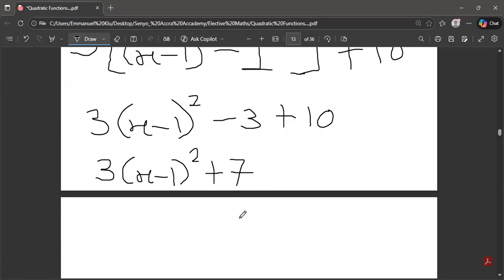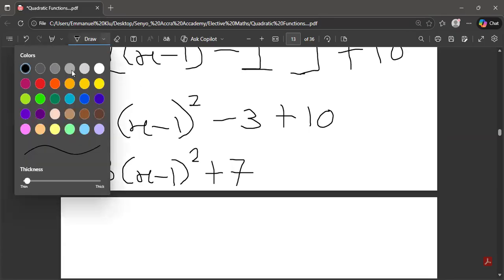Is your C always going to be either your minimum or maximum value? Always your C is going to be either your maximum or minimum value. So you see in this case how you got the 7 you had in your book.